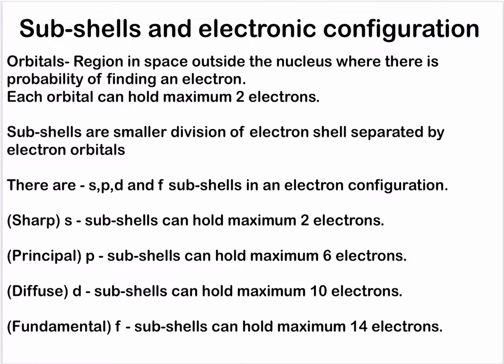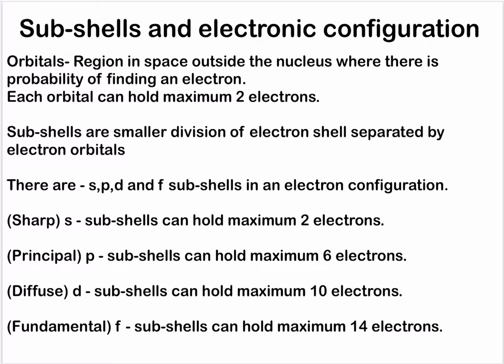In our last lesson, we studied electronic configuration and we learned how to do the electronic configuration from 1 to 20 elements. Today we are going to do some more electronic configuration of some a little difficult elements. So many things will become clear to you.